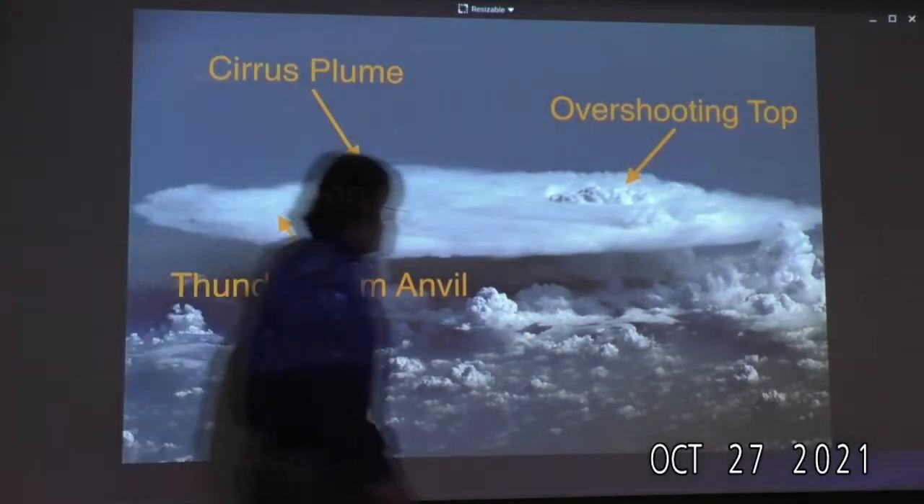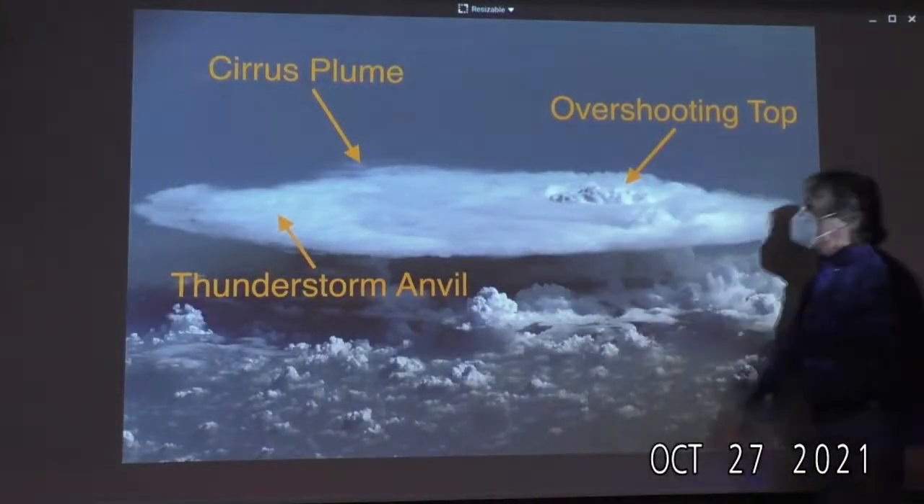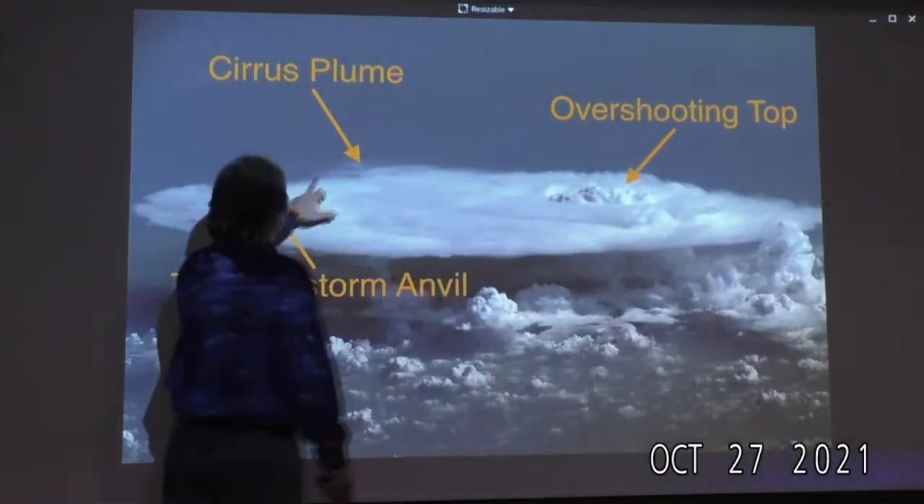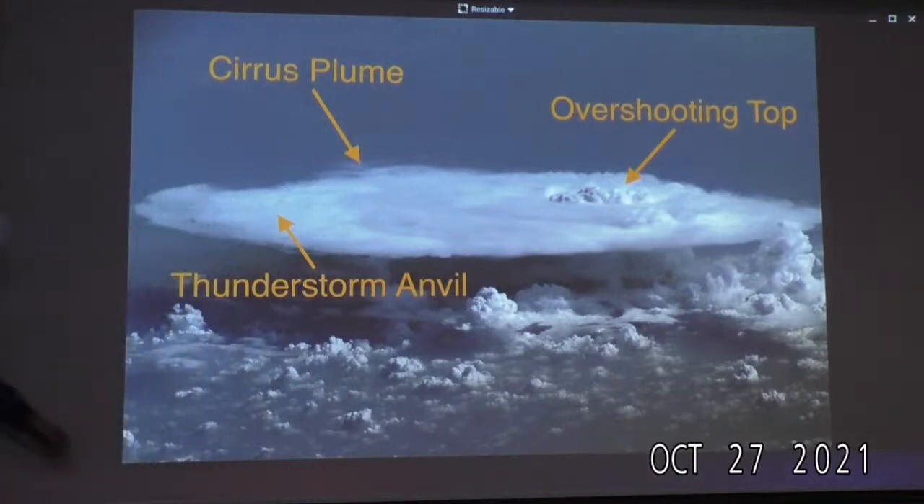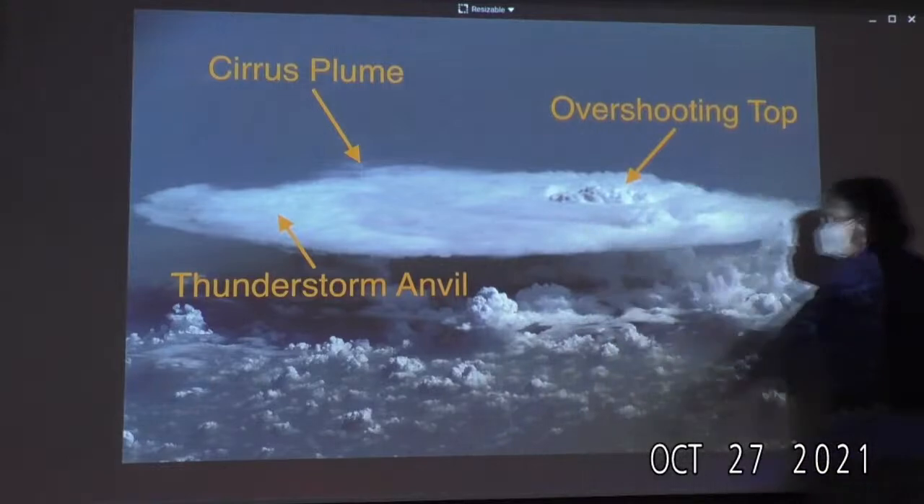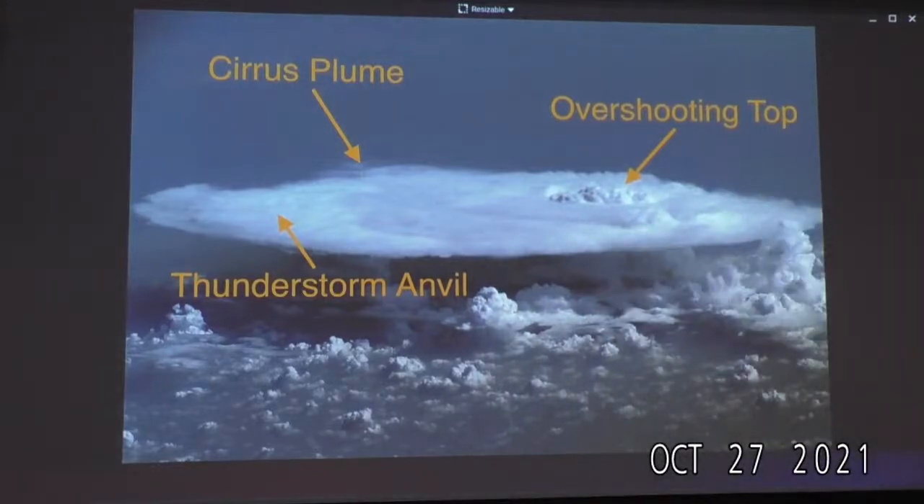So here's a picture, I think, from the International Space Station, classic overshooting top. This isn't visible, obviously, since it was a camera. You can barely see in the visible the cirrus plume over here, and there's a thunderstorm anvil. We can assume the upper level winds are from right to left in this image. But that's basically what an AACP might look like from the side.